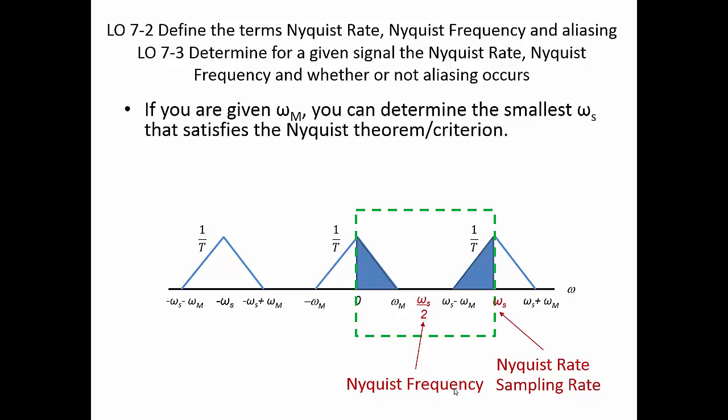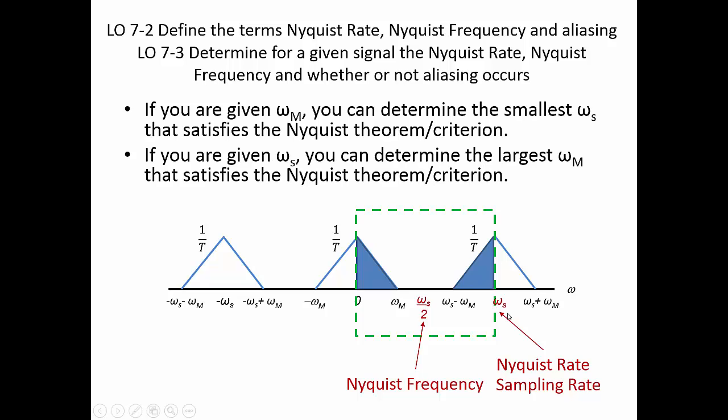Something that's important to note is that if you're given omega m, the maximum non-zero frequency component in your signal of interest, the signal you want to sample, you can determine the smallest value of omega s that satisfies the Nyquist theorem or Nyquist criterion. If you're given omega s, from there you can determine the largest value of omega m, the largest non-zero frequency you can have in your source signal, so that aliasing does not occur, and therefore the Nyquist criterion is satisfied. If you're given both omega m and omega s, omega s takes precedence, and then you can determine whether or not aliasing will occur based on looking at the Nyquist criterion.